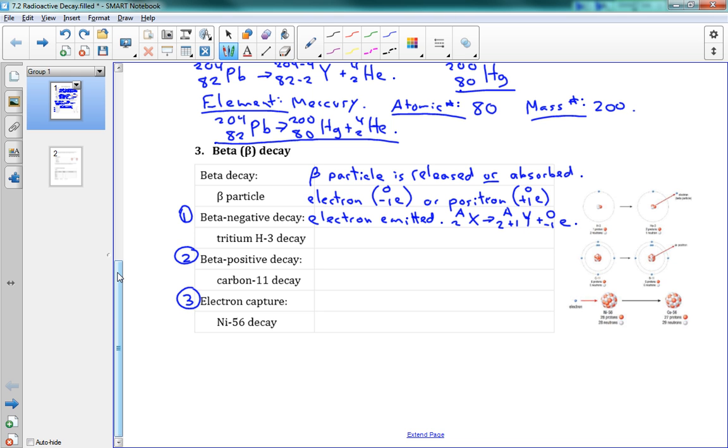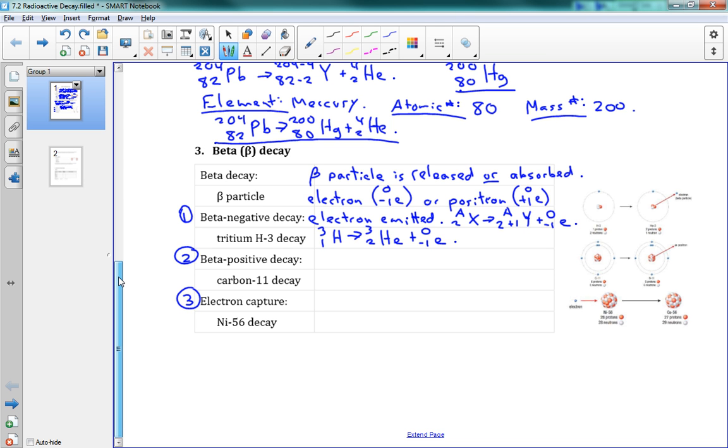All right, there's a picture to the right of an example of our beta negative decay. So we have an electron being shot off, and it creates a new particle. The example here is tritium, H-3. Remember we talked about tritium in the last lesson. So the equation would look something like this. We have 1, 3 hydrogen. Remember tritium has a mass number of 3. Okay, and that becomes 2, 3 helium plus -1 0 electron. That's an example.